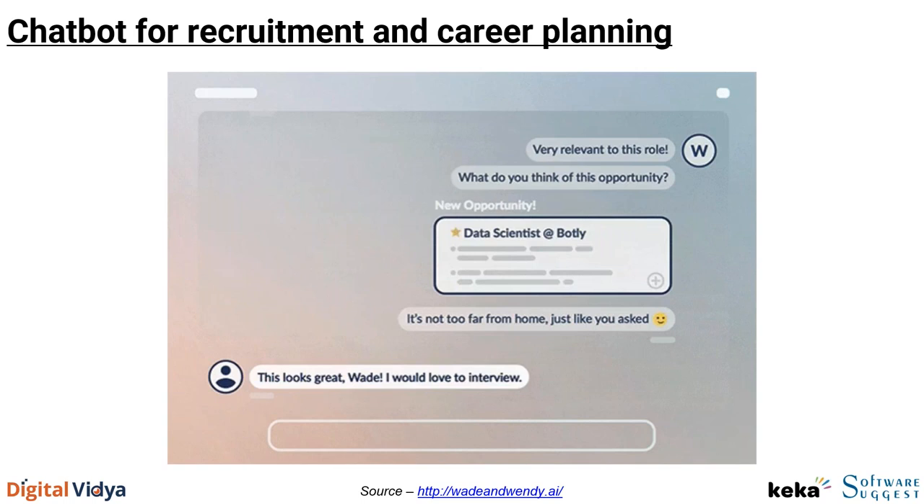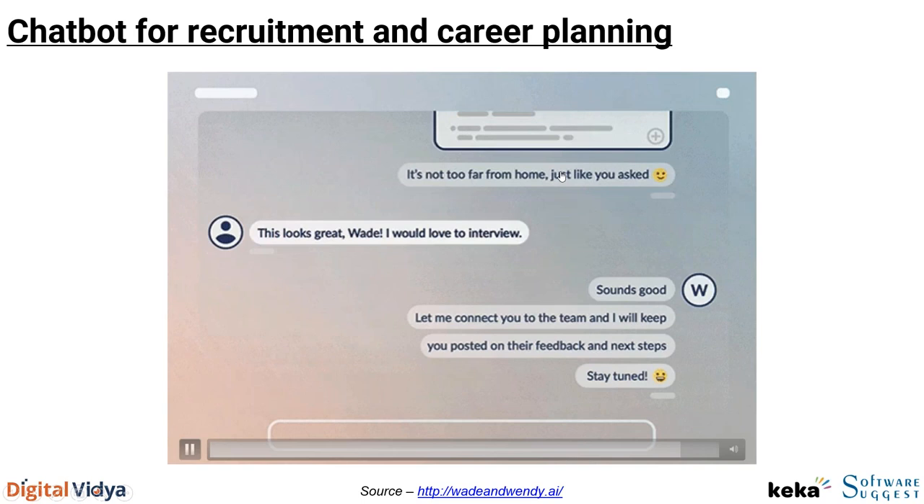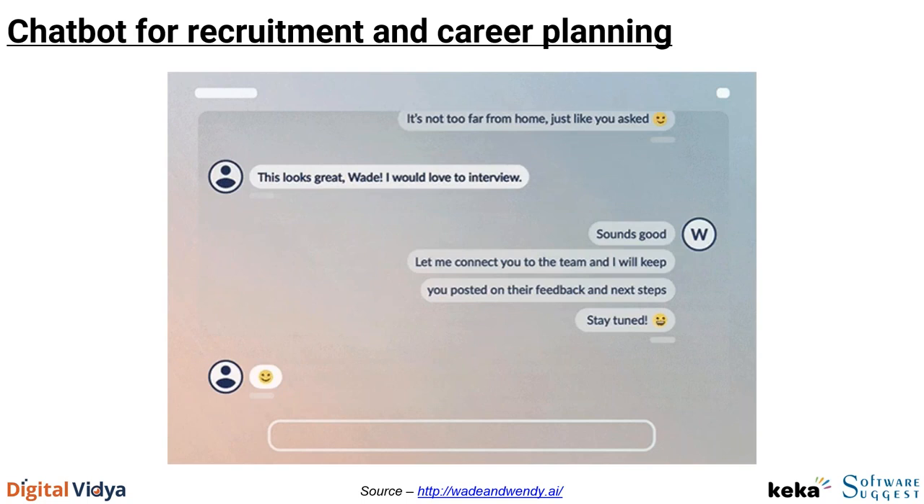And if you look at this here, it says it's not too far from home, right? Just like you asked. So the AI not only takes into account what kind of role you're looking for, it also takes into account the fact that this person has told the AI, "I want you to find me a job that's not very far from my house." So the AI has actually pulled up job listings within a certain radius of the person's house, shortlisted based on his expertise, and then shared it with him, right?